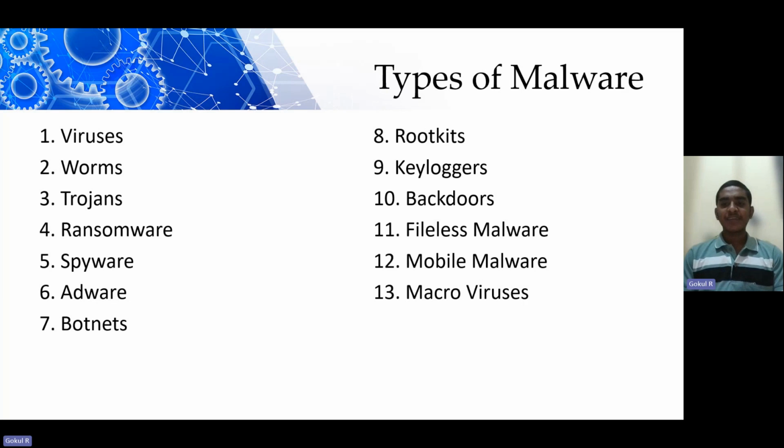These are all the 13 types of malware. The first one is viruses, worms, trojans, ransomware, spyware, adware, botnets, rootkits, keyloggers, backdoors, fileless malware, mobile malware, and macro viruses. We will see one by one in detail.